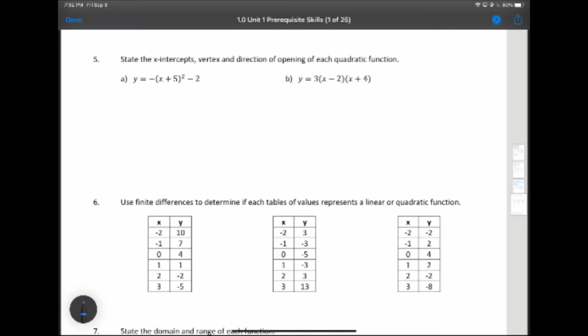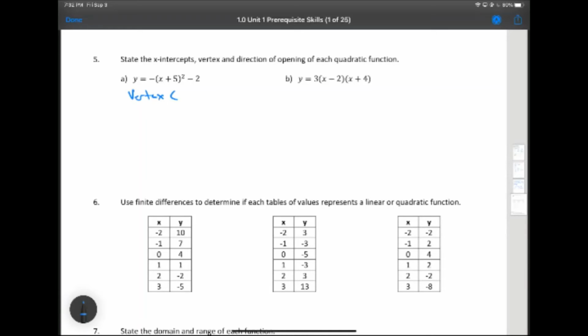Okay, we need to find the x-intercept, vertex, and direction of opening for each quadratic function. Starting with the first one, the x-intercepts are actually a little bit tricky to find on here. The vertex is actually fairly easy. I'm going to just write that here.